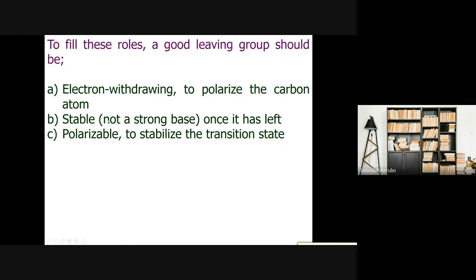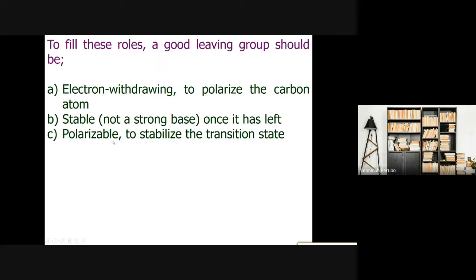Another requirement for a good leaving group is that once it has left, it has to be relatively stable. Of course, not completely stable because it has a negative charge, but relatively stable. Those which are very reactive, like the hydroxyl group, are not good leaving groups. Once it leaves, it's a very strong base. But halides are very good leaving groups because they are not very strong bases. A leaving group must not be a strong base once it has left with the two electrons of the covalent bond that bonded the halogen to the electrophilic carbon.